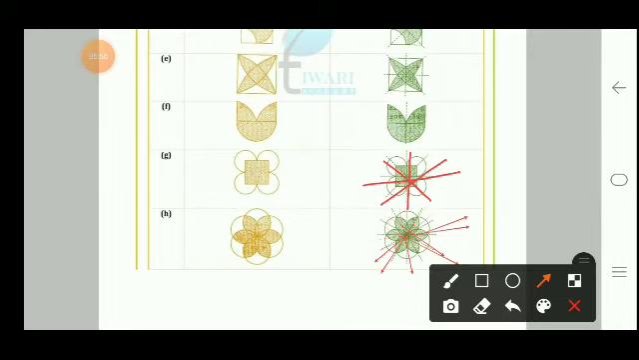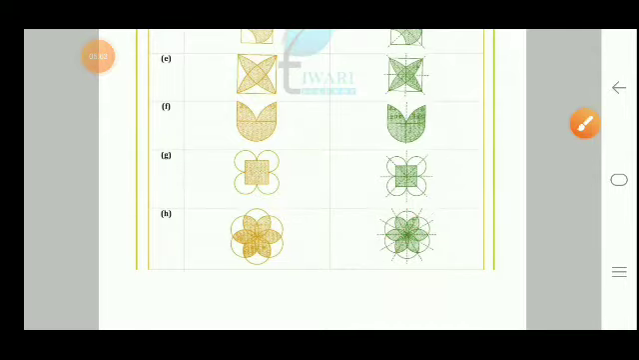So approximately 1, 2, 3, 4, 5, 6, 7, 8, 9. Now 7 are there. Okay, so we have 1, 2, 3, 4, 5, 6. 6 lines of symmetry in this given figure. Okay, so moving towards the next question.